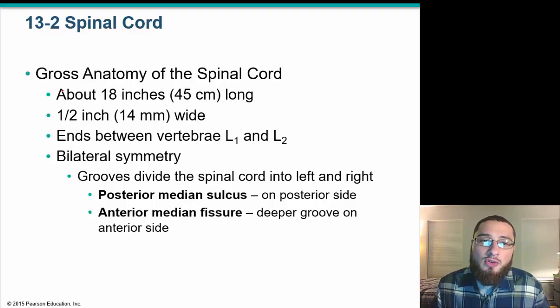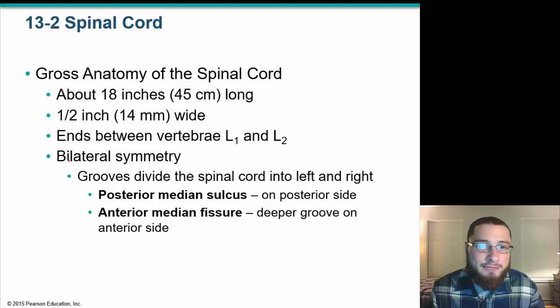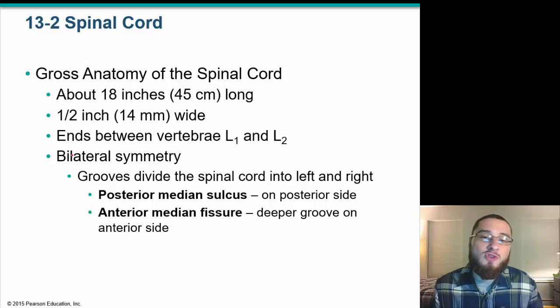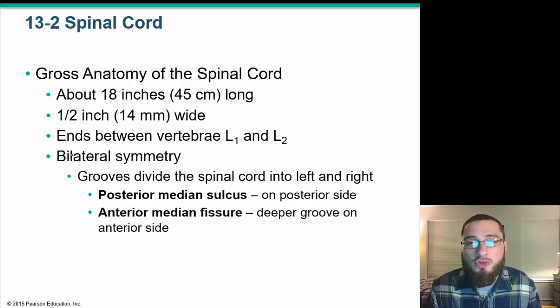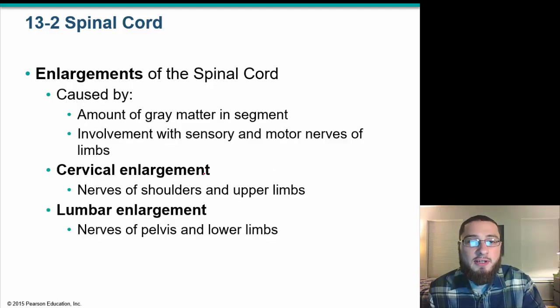So the gross anatomy of the spinal cord: it's about 18 inches long. Obviously every person is different and their spinal cord is going to be a different length, but as a general idea, it's about 18 inches long and half an inch wide. It ends between the L1 and the L2 vertebrae. It has a certain shape to it. We think of it as kind of an oval shape, but it does have grooves. You have a posterior median sulcus on the back side, and an anterior median fissure, which is deeper, on the front or anterior side.